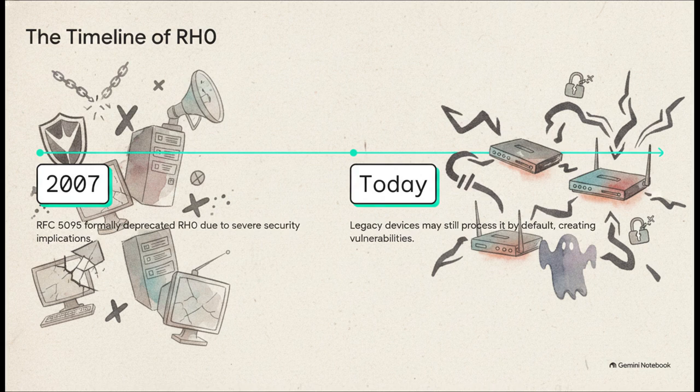On paper, RFC 5095 officially killed this thing way back in 2007 because the security implications were just that bad. But here's the scary part. Older network hardware and legacy devices, a lot of them still process it by default today. So just because it was deprecated over a decade ago doesn't actually mean the older routers and firewalls sitting in your racks stopped listening to it. It's dead on paper, but it is very much still walking through your network.